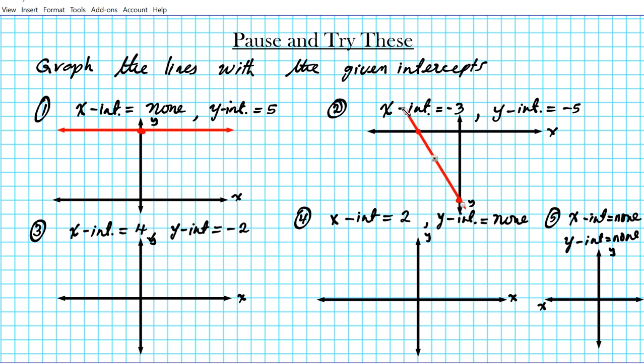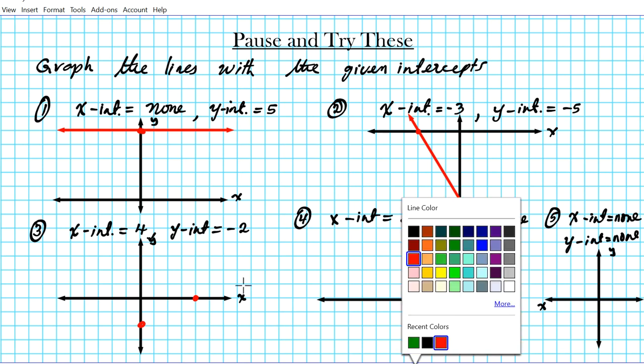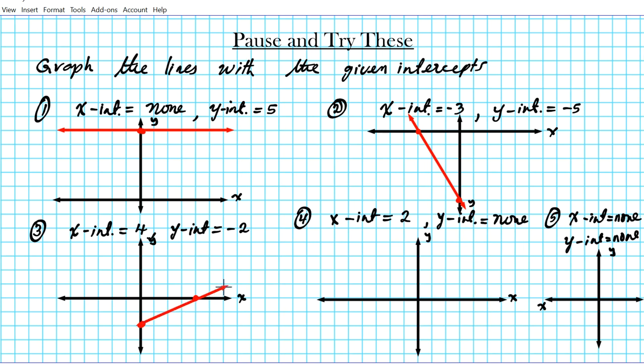Okay, let's take a look at problem number 3. In problem 3, we have the x-intercept is 4 and the y-intercept is -2. Let's graph the intercept. So x-intercept is 1, 2, 3, 4. To the right, y-intercept is going down 1, 2. All right, so the line going through those points basically is the graph that we want.